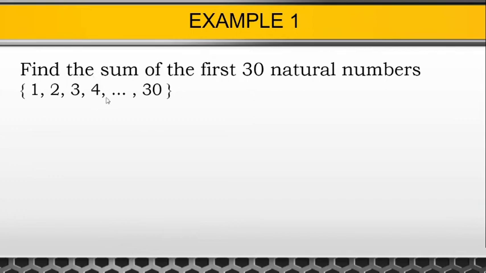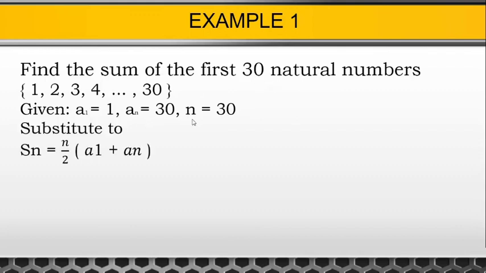So we have this example number 1. Find the sum of the first 30 natural numbers. So we have 1, 2, 3, 4 until 30. Given we have a1 is equal to 1 and an is equal to 30. That is our last term. And n is equal to 30, because there are 30 natural numbers. So we will just substitute to Sn is equal to n over 2 times the sum of a1 plus an. So that will now be 30 over 2 times 1 plus 30, that is 31. And the answer here is 465. 30 times 31 divided by 2, which is 465.